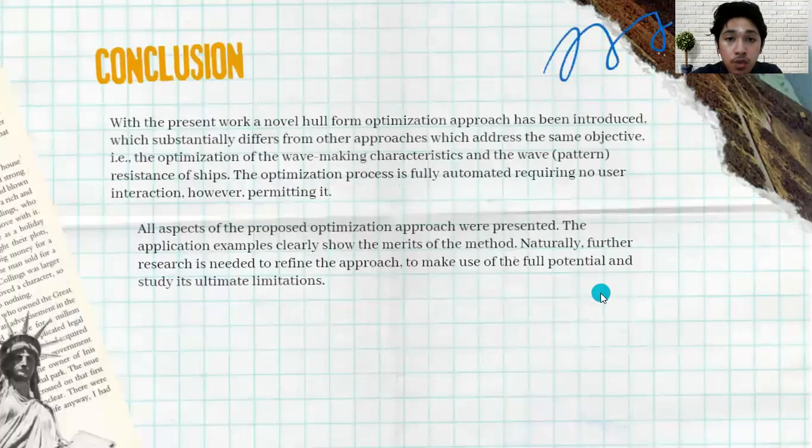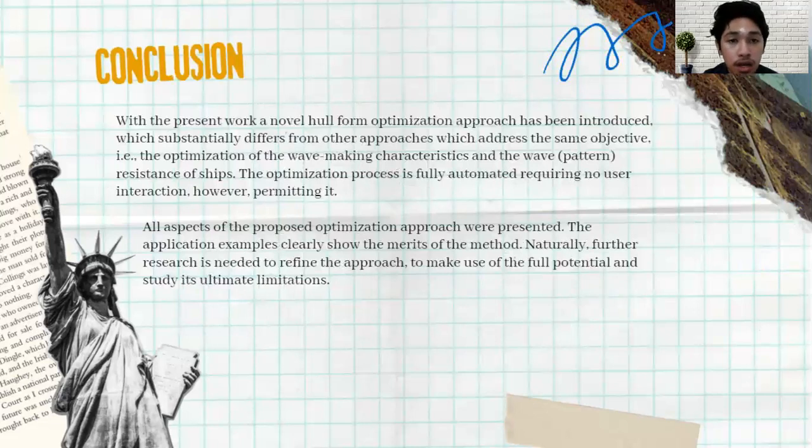So the conclusion that we gain is that with the present work, a novel hull form optimization approach has been introduced, which substantially differs from other approaches which address the same objective, like the optimization of the wave making characteristics and the wave pattern resistance of ships. The optimization process is fully automated, requiring no user interaction, however permitting it. All aspects of the proposed optimization approach were presented. The application examples clearly show the merits of the method. Naturally, further research is needed to refine the approach, to make use of the full potential and study its ultimate limitations.